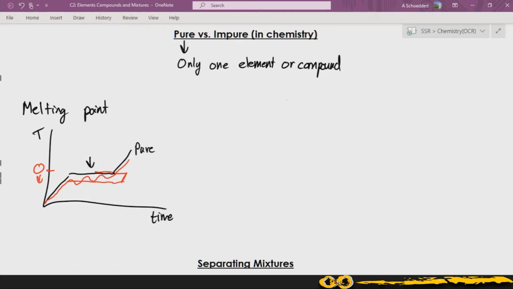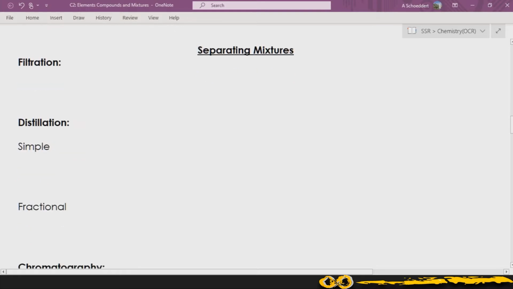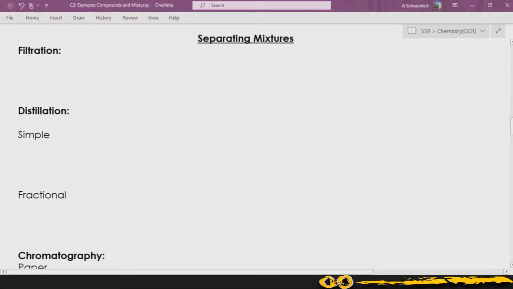Now that you know something is pure or impure, if it's impure, you might need to separate it. And there's a bunch of different techniques that we need to know in order to be able to do that. In filtration, you are separating an insoluble substance from its solution.